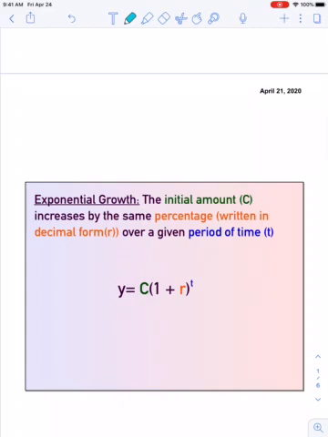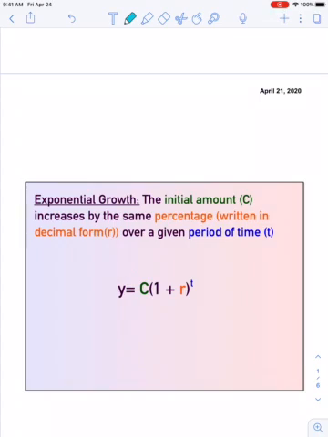So exponential growth, you take the initial amount, which in the formula is the C value, and it increases by the same percentage written in the rate, which is the orange one, over a given period of time, t, which is your exponent. So the whole thing with exponential functions that we talked about last week was that they increase or decrease by a percentage. That's what's going to make these exponential.